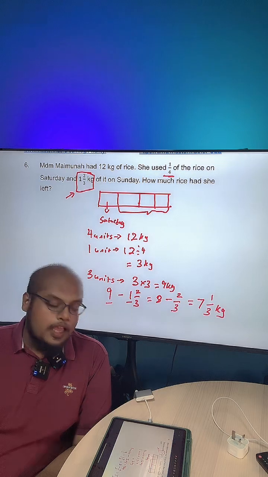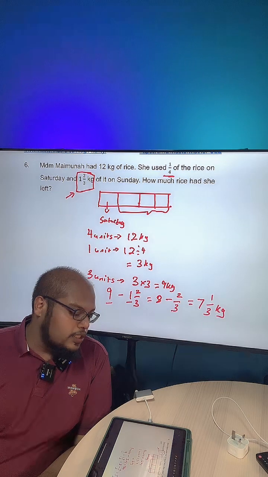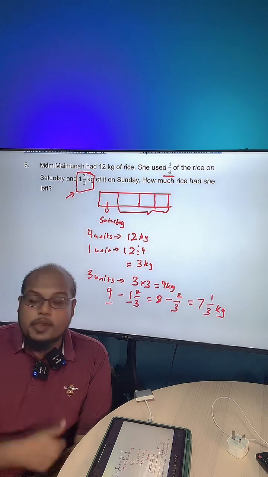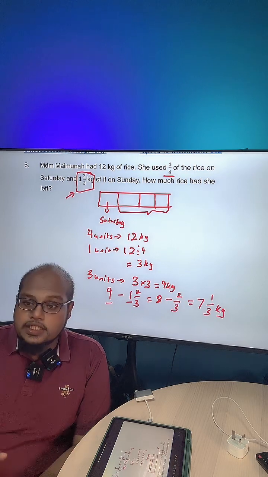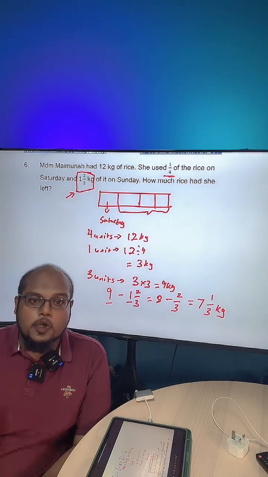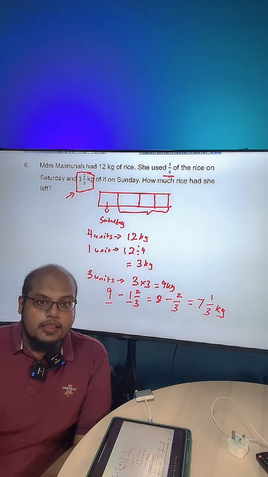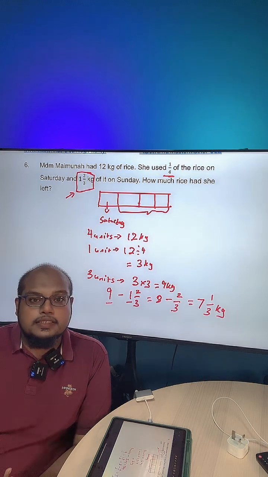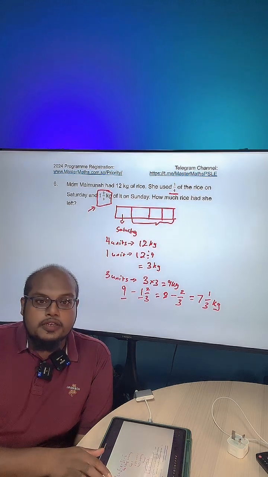This is another question that can come out for P5, P6, even P4 also, because this is just fractions only. Okay, so the main takeaway from this question is, must take note, if there's no units, no kg, no meter, no kilometer, then you draw a model for it. But if there is a unit, then you treat it like a number. Alright, all good.